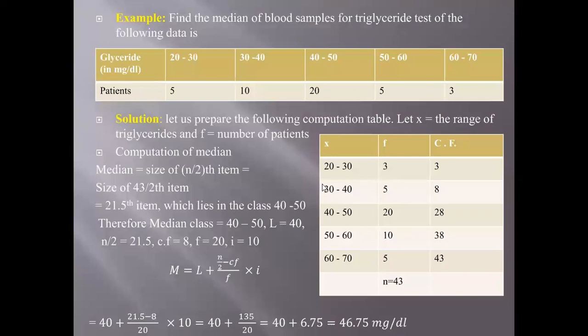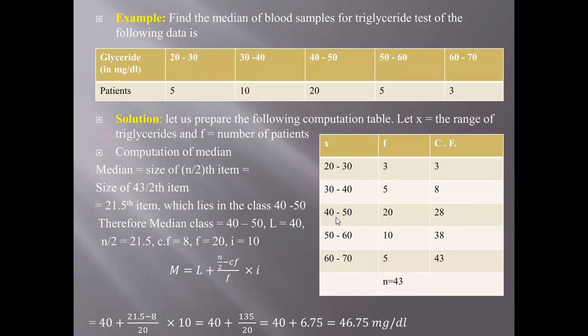So one more problem here. You have to calculate the cumulative frequency because this is a continuous series. So you have the class interval and frequency. The cumulative frequency will be 3, 8, 28, 38, and 43. So the total will be 43 here. So N by 2 is 43 divided by 2, which is 21.5. So 21.5 comes under 28. So the corresponding class interval will be 40 to 50.